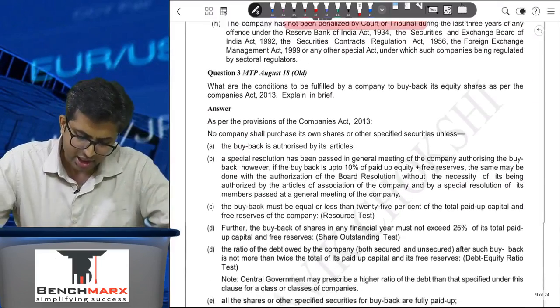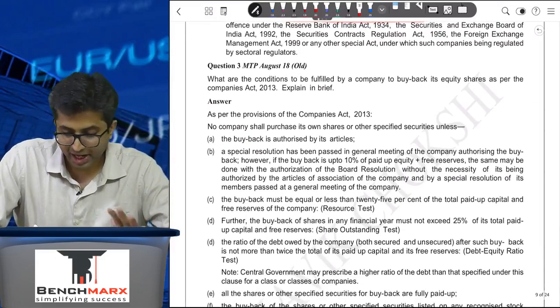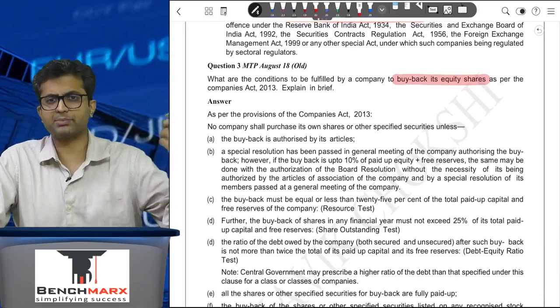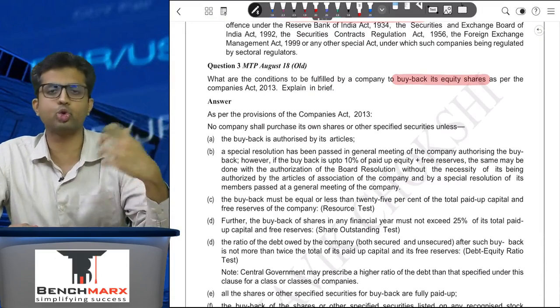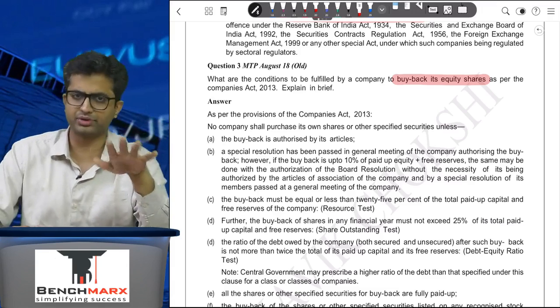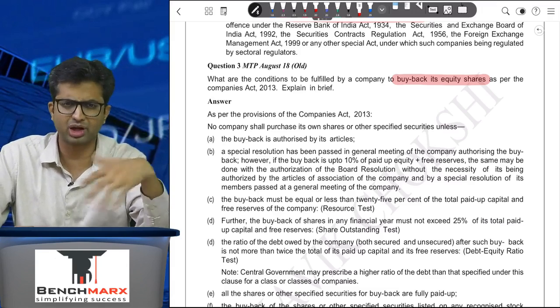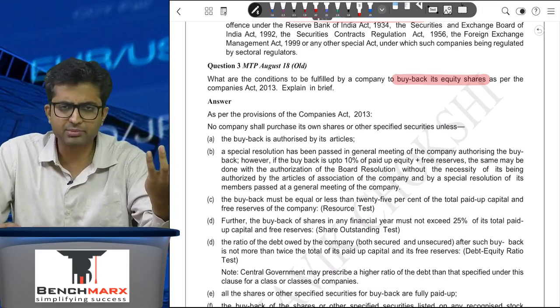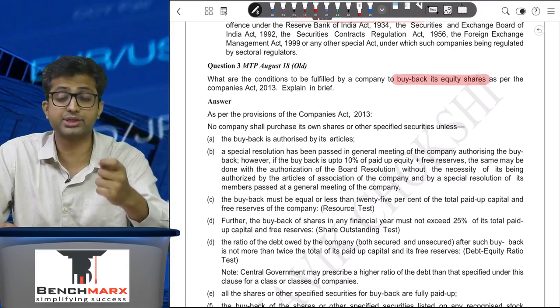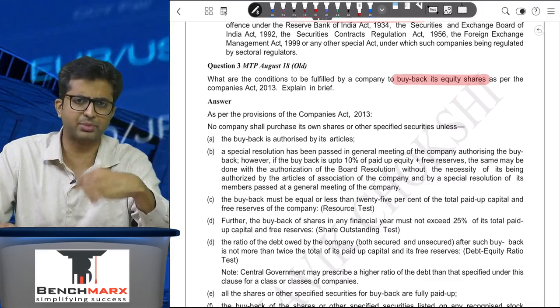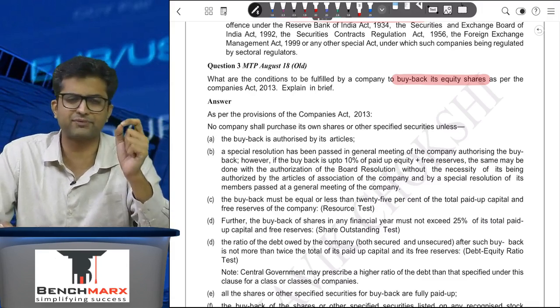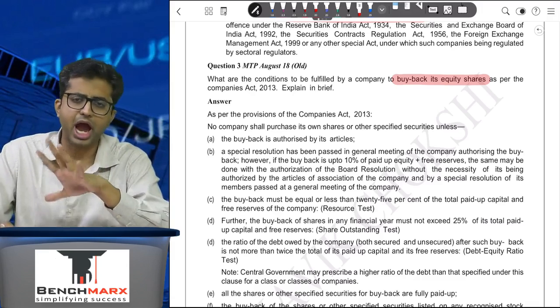Okay. What are the conditions to be fulfilled for buyback? This you would have definitely done as a part of your sums. The earlier differential rights, there are no sums on this part of the theory. It was just theory and hence it could come. Buyback should be authorized again by the articles. It has to be authorized by the articles. The maximum limit of buyback is 25% of the paid up share capital. The amount that you can spend for buyback is 25% of the paid up share capital and free reserves.